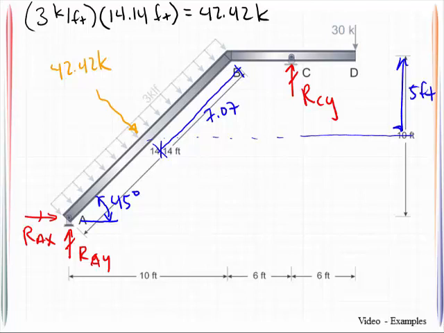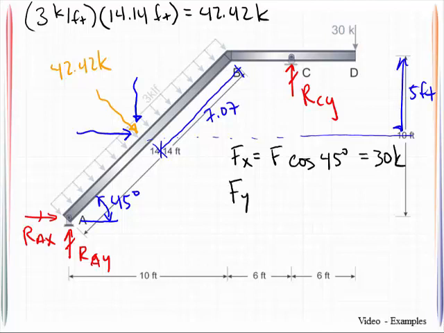Now, if we're going to run any kinds of equilibrium equations on this, it may be convenient for us to convert these into vertical and horizontal components, and so that's what we're going to do. Convert that into components. So I'll say the force in the x will be force times the cosine 45 degrees, and that'll be 30 kips. Force in the y will be whatever that force was times the sine of 45 degrees, and that's also 30 kips. So we'll go ahead and put it up there like that.